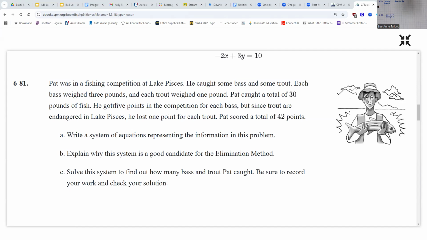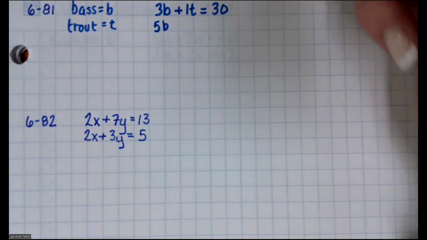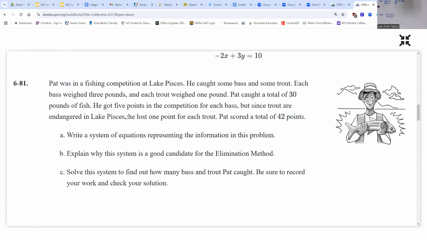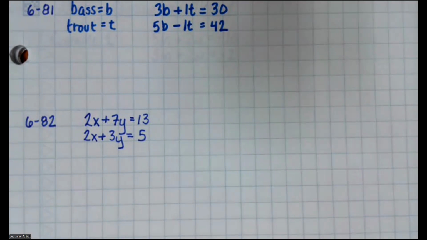Okay. Next equation. So we have to write 2 equations. He got 5 points in the competition for each bass. Okay, so that's going to be 5 points for each bass. Hopefully you guys are on the track of what I'm trying to do here. But since trout are endangered in Lake Pisces, he lost 1 point for each trout. What should I do? Minus 1t. He scored a total of 42 points. So minus 1 point for each trout for a total of 42 points.